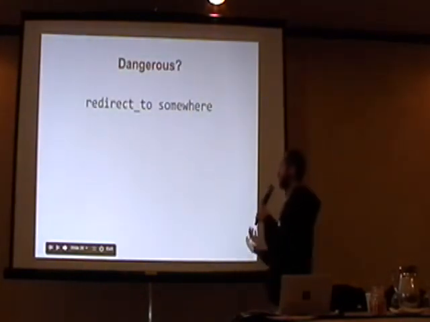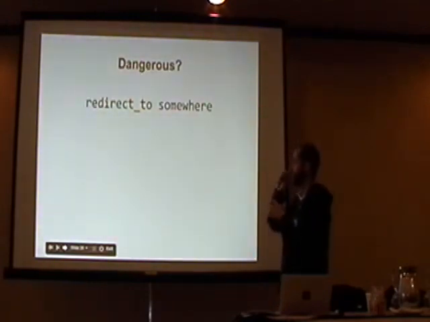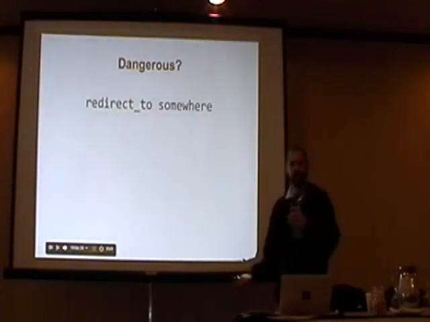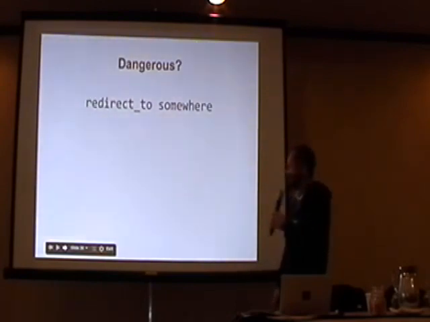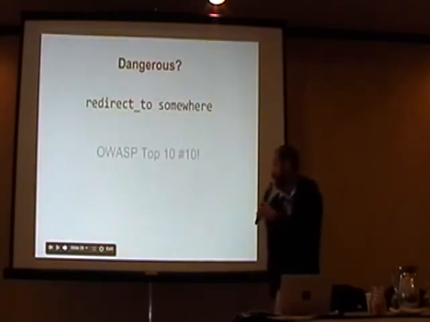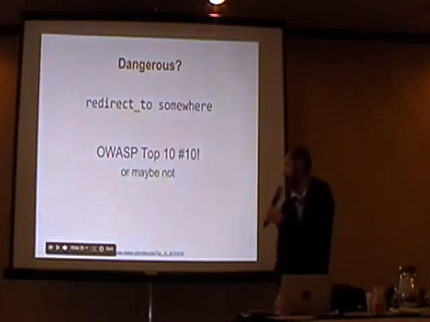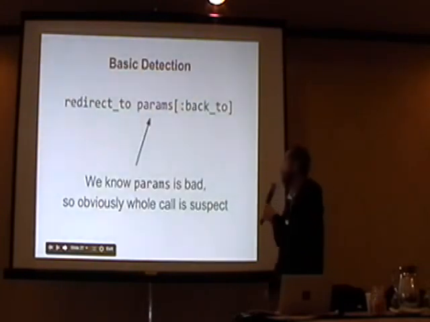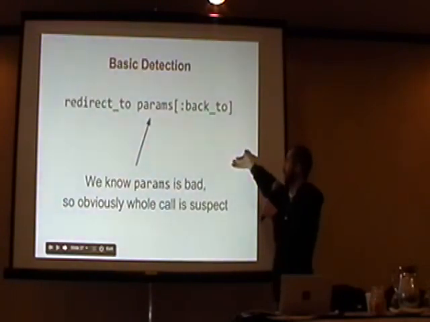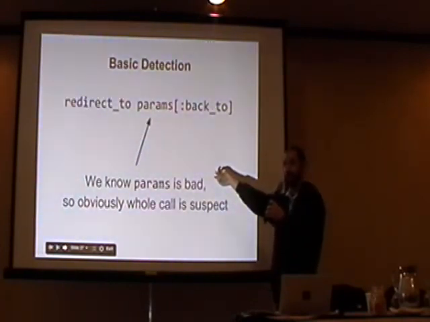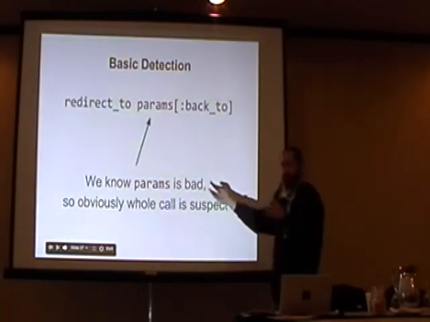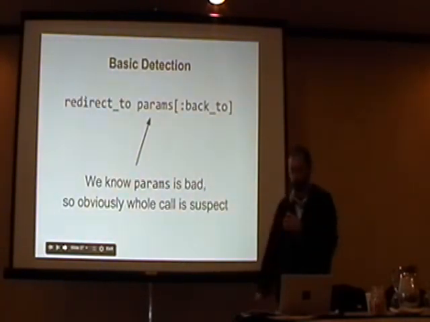The question is, is this dangerous? This is redirecting to somewhere. Is it dangerous? It depends on what the somewhere is. Thank you, Ken. Yes, so what is somewhere? I don't know. In case you guys didn't know. Well, this is simple though, right? Because we're redirecting to a query parameter. We know params is bad in Rails. It always is. So obviously, this is really suspect. It's so easy, right? We could do this with grep.